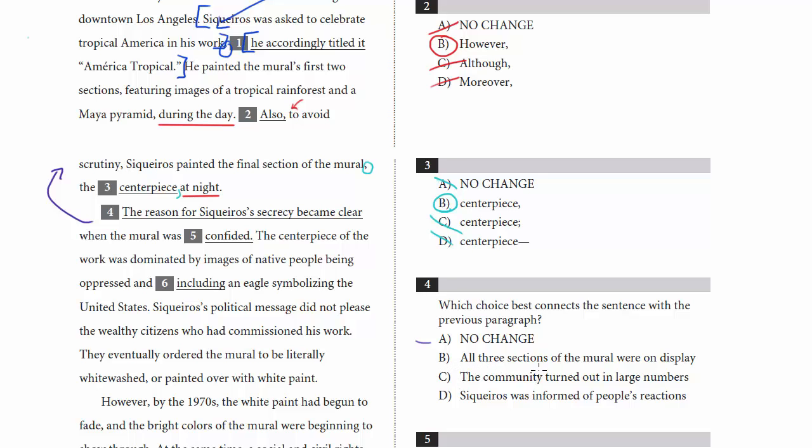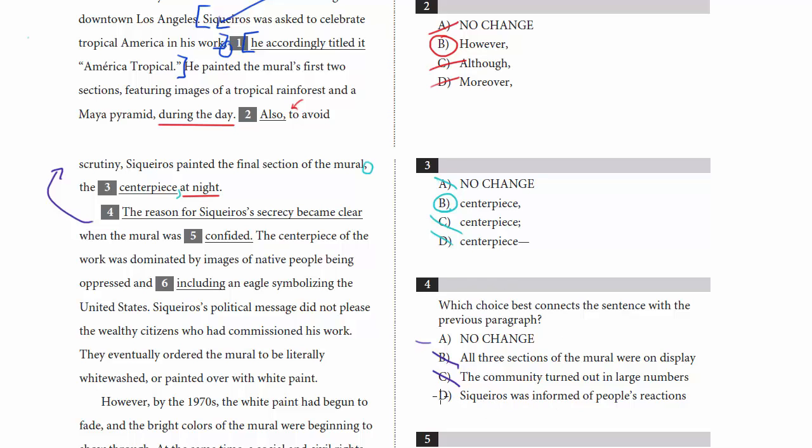All 3 sections of the mural were on display. That doesn't really connect into the previous paragraph as well as A does. The community turned out in large numbers. Again, maybe it's true, but it doesn't connect to anything in the previous paragraph. If the previous paragraph had mentioned something about the number of people going to the mural, then it might work, but not in this case.